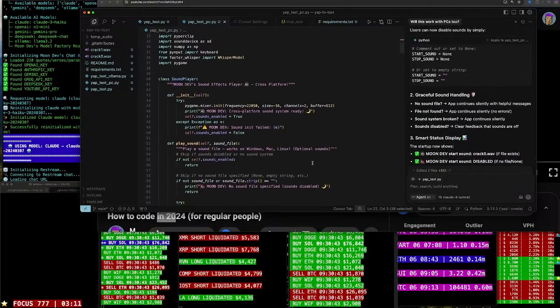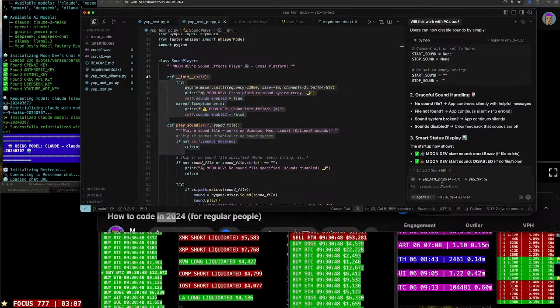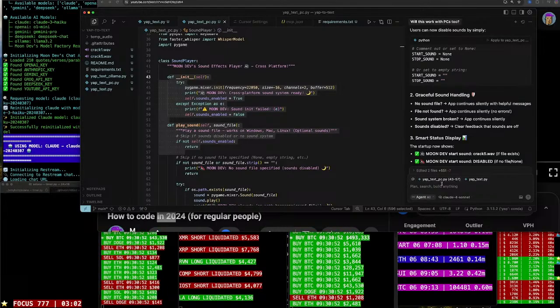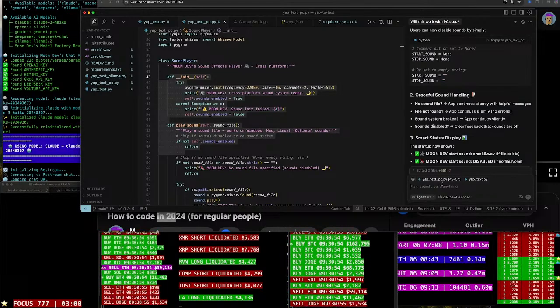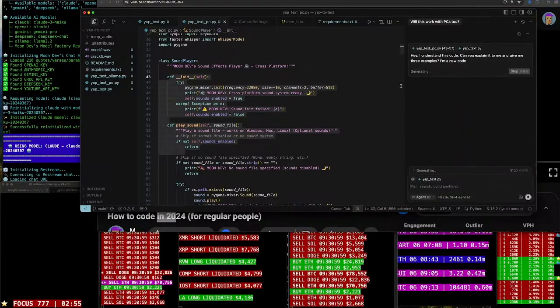So whenever you don't understand something, you can just be like, hey, I don't understand this code. Can you explain it to me and give me 3 examples? I'm a new coder. So you can just type in how to code for regular people and you'll find that video. But that's how you code, okay?